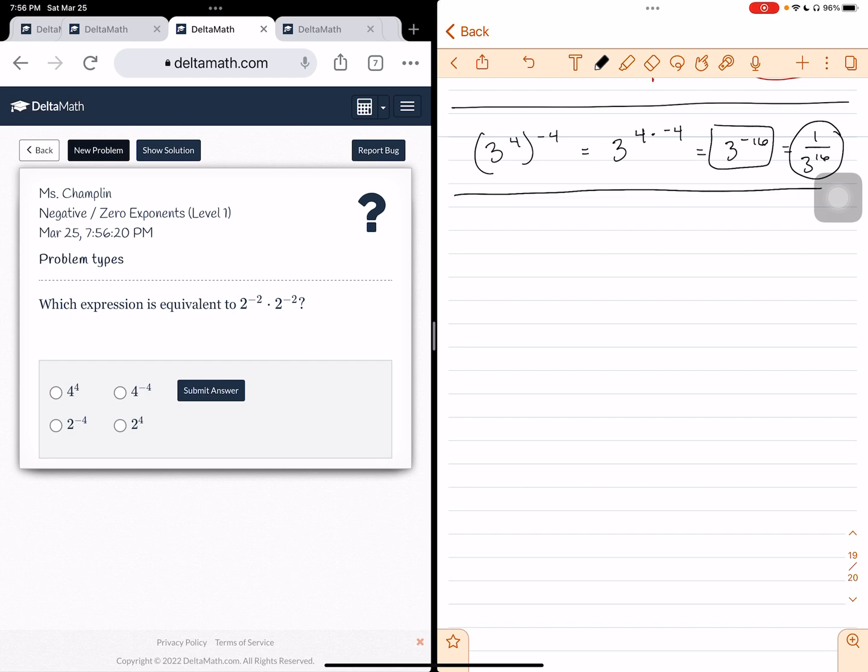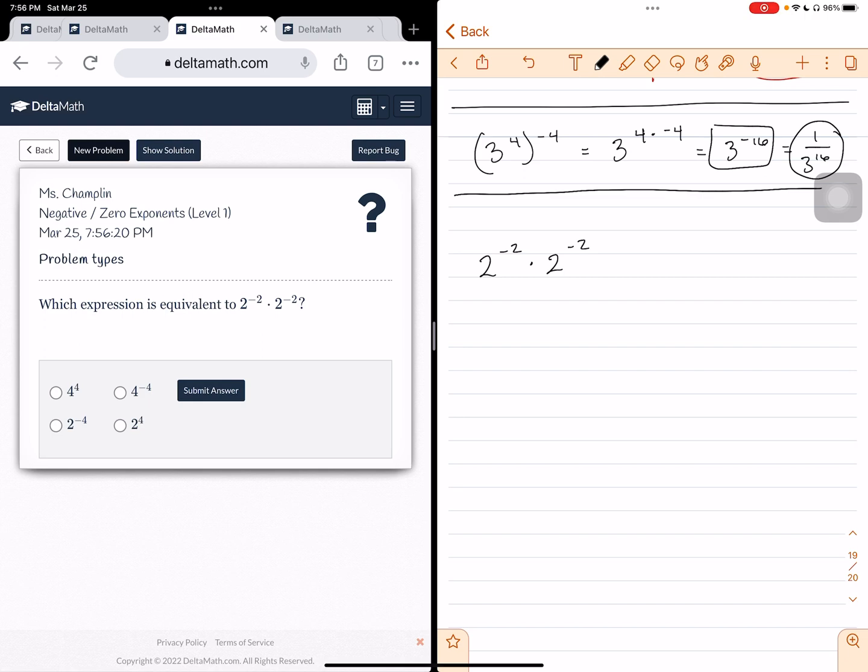All right, so this one here, 2 to the negative 2 times 2 to the negative 2. I don't get it. My nose hasn't run all day, and now that I'm doing a video, I really, really need to blow my nose, but I cannot do it to you guys in the video.